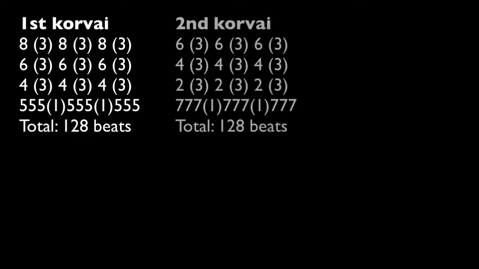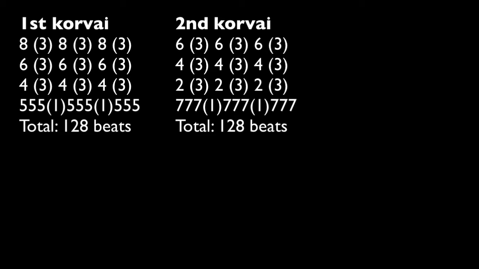Then we did the first variation or second Korvai in the series, that is in the middle of the screen, which went like 6 3 gap, 6 3 gap, 6 3 gap, 4 3 gap, 4 3 gap, 4 3 gap, 2 3 gap, 2 3 gap, 2 3 gap, and then a Tirmanam of 7 7 7 1 gap, 7 7 7 1 gap, 7 7 7.